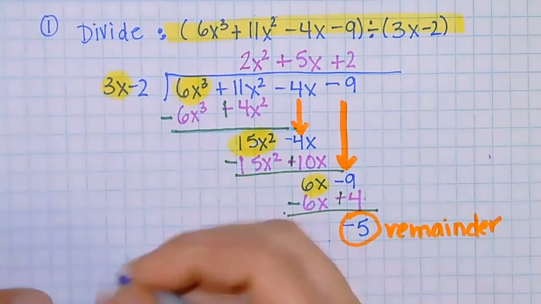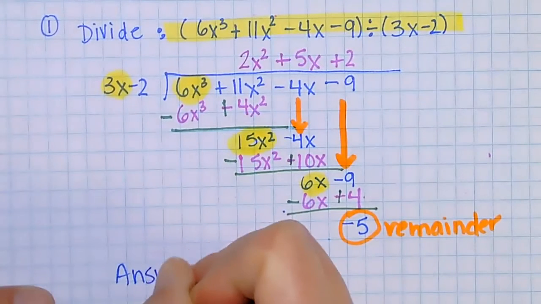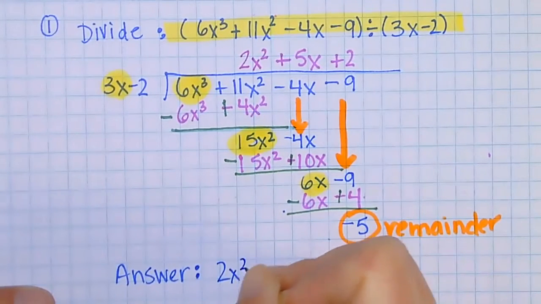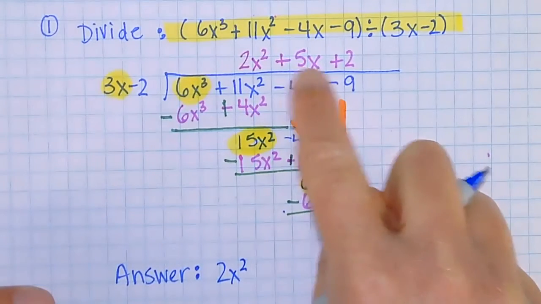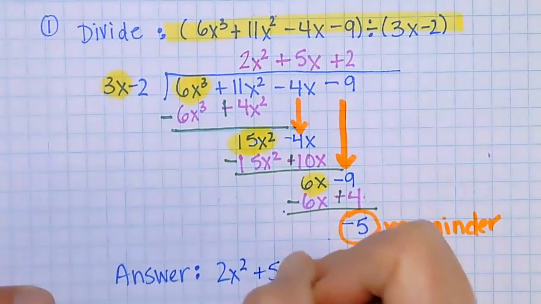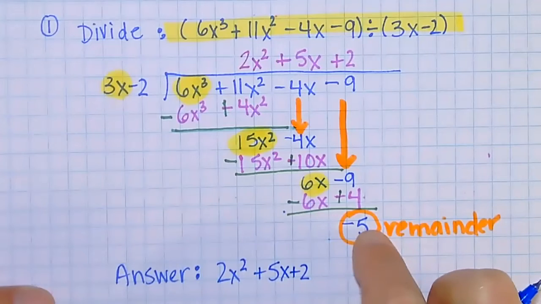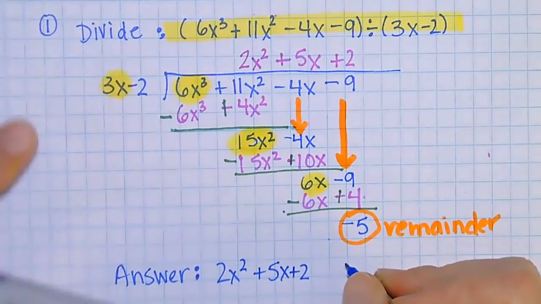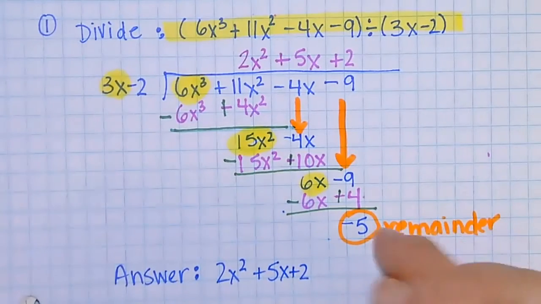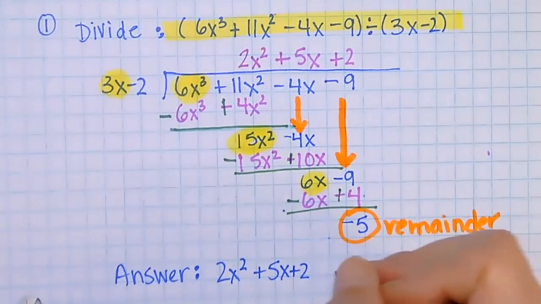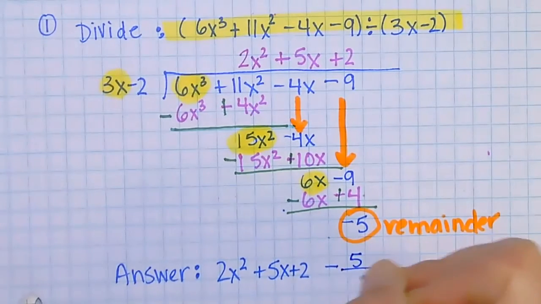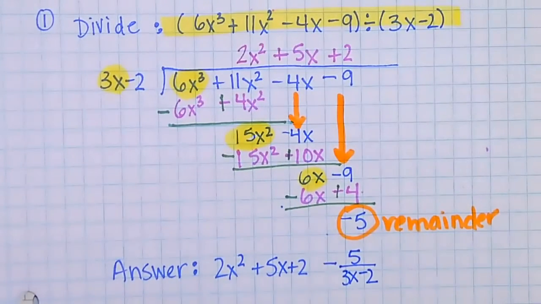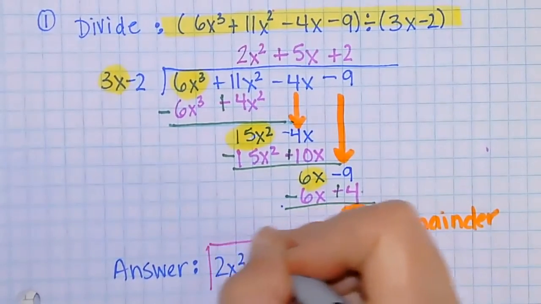So what is my answer? How do I write my answer? Your answer is going to be 2x squared plus 5x plus 2. And then my remainder, I can write this 2 ways. I can go plus and then put negative 5 over 3x minus 2. Or in this case, since this is just a minus 5, I might put my minus here and then go 5 over 3x minus 2. And that is our answer.